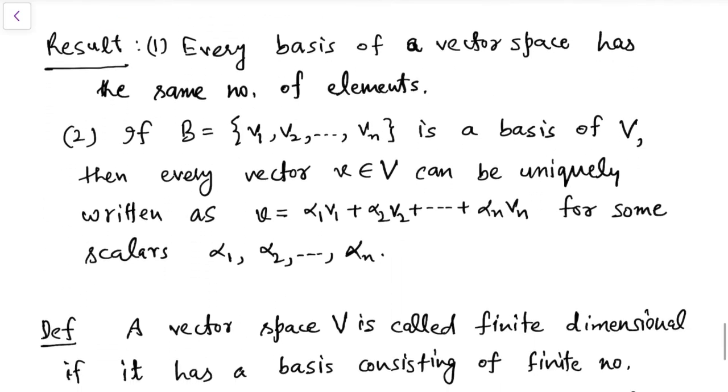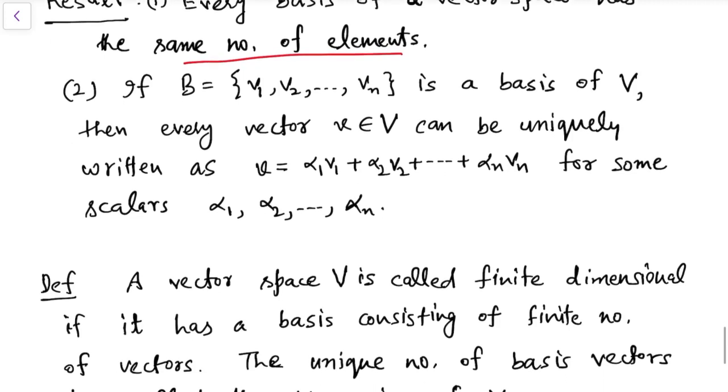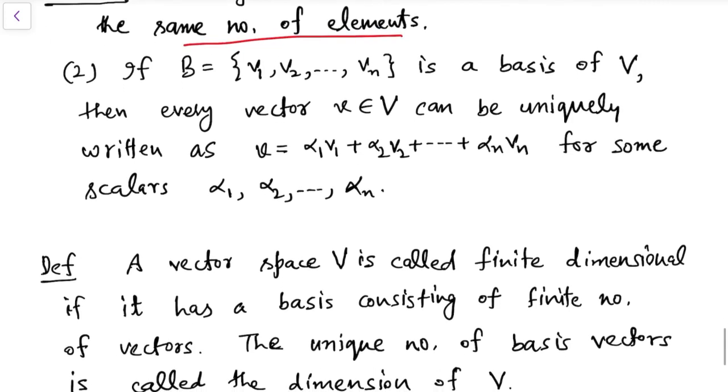Then we have this result that every basis of a vector space has the same number of elements. We can have different bases, but the number of elements in a basis is always the same. And another result is that if v1, v2, ..., vn is a basis of vector space V, then every vector in V can be uniquely written in this way. We can write V as a combination of v1, v2, ..., vn, and these scalars alpha 1, alpha 2, ..., alpha n will be uniquely determined by V.